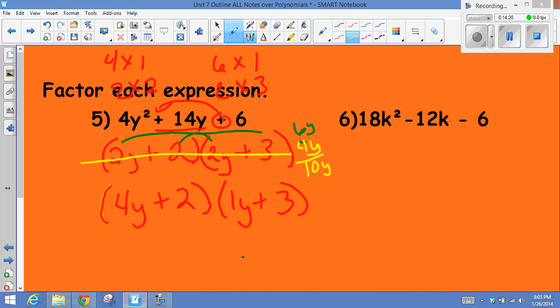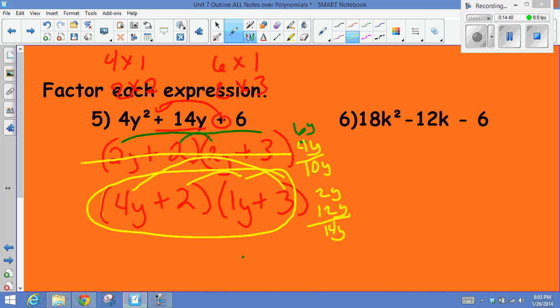Okay? So, let's see, that gives me 2y, and then 3 and 4, it gives me 12y. 12 plus 2 is 14y, and that's it. And all my signs are right, so that's my answer.